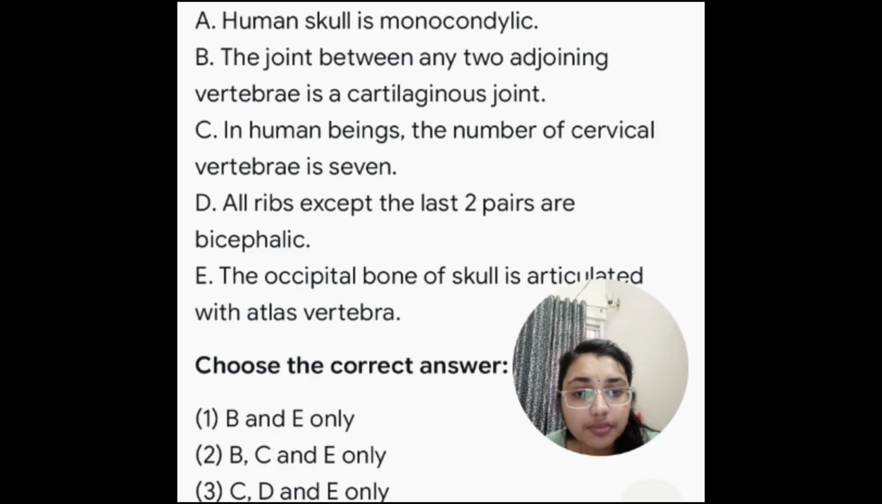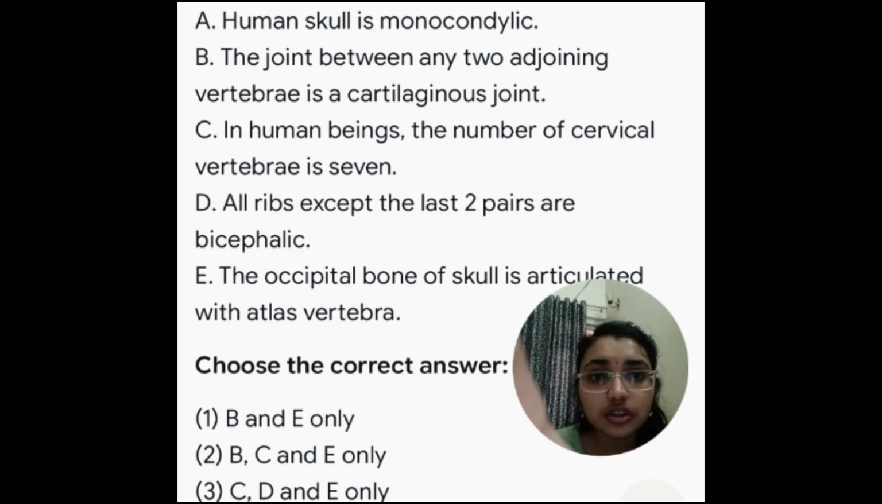All ribs except the last two pair are bicephalic, true. The occipital bone of the skull is articulated with the atlas vertebra. So this is also correct. So CD is the correct option here. So let's see which option shows this. Third option is correct option. Now moving on to the next question.